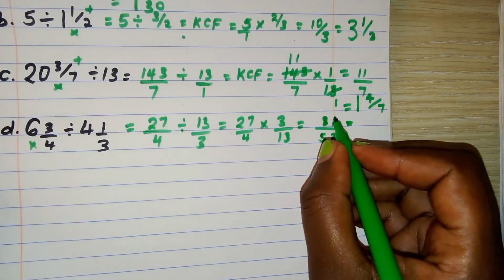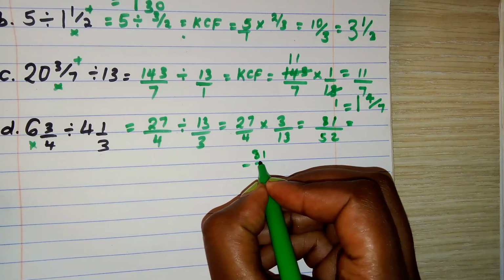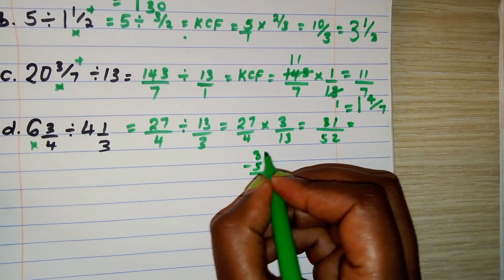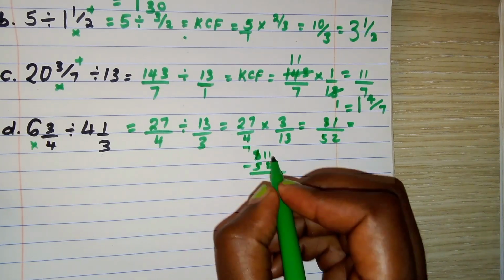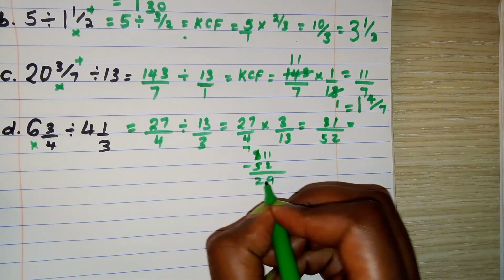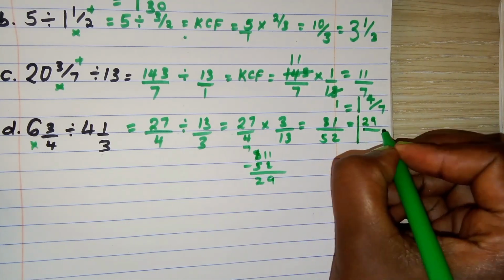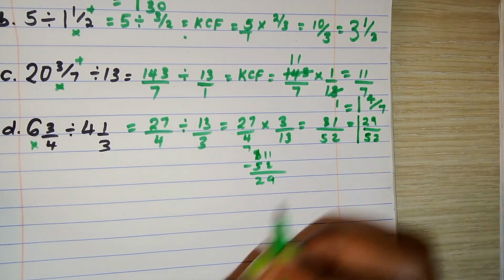Then 52 goes into 81 how many times? Let's see, 81 minus 52. So borrow 1. You have 11 minus 2 is 9, 7 minus 5 is 2. So it's 1 whole 29 over 52.